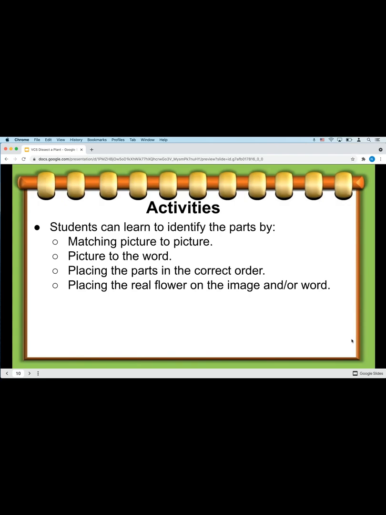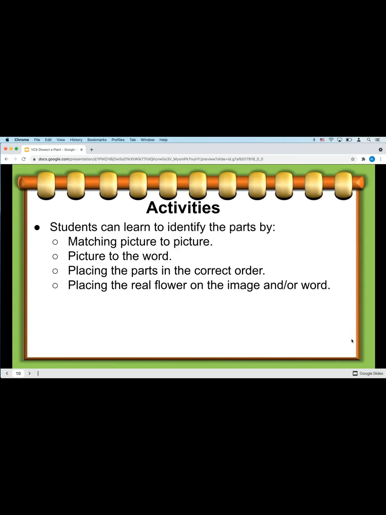So as demonstrated, there are several activities that students can partake in to identify the parts of a flower. Students can match the picture to the picture, which is typically great for our earlier learners who may not be able to read print as of yet. And for those who can, you can match the picture to the word or the word to the picture. In addition, students can then move on to a puzzle format and place the parts in the correct order. The flower at the top, the leaves next, then the stem, and lastly, the roots.